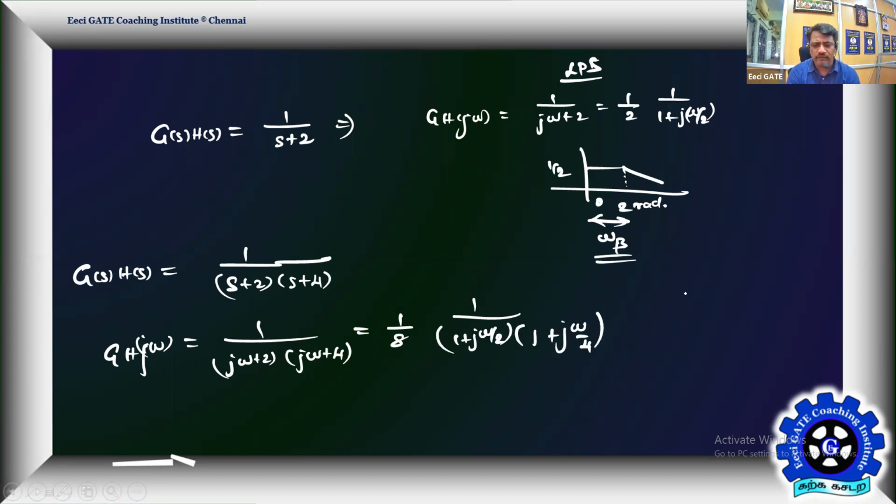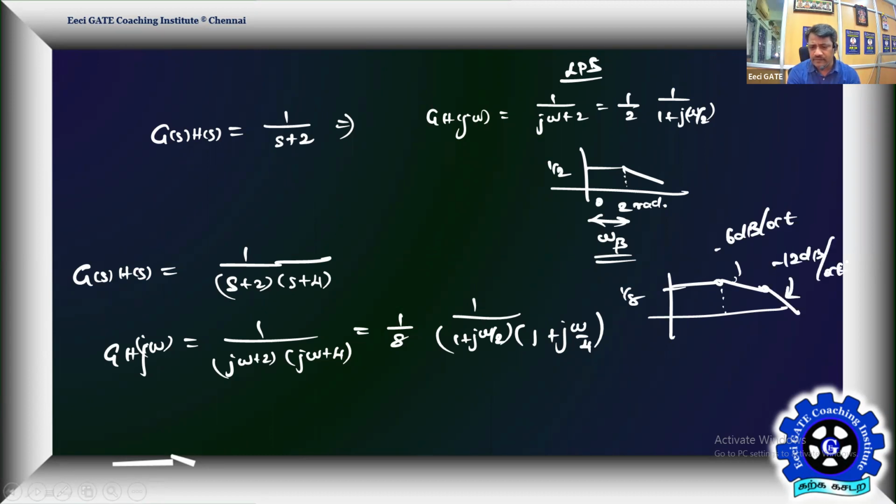You will get two corner frequencies. Then if you refer to the Bode plot for this, the gain will begin with 1 by 8. Then till 2, it is going to be the same. After that, it will fall at a rate of -6 dB per octave. Then it will change its slope to -12 dB per octave. But it's approximate. This is the frequency 2 and this is the frequency 4. So this is how it goes.